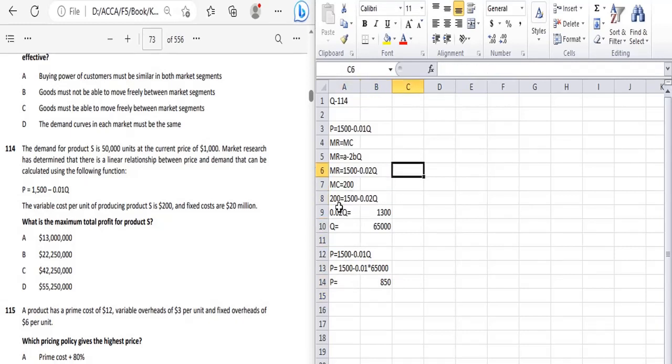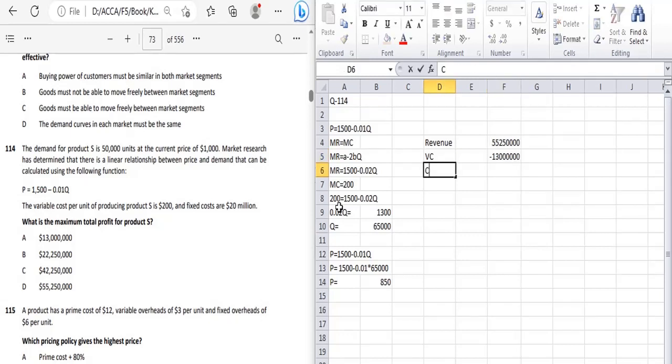So now we can calculate the profit. First of all, revenue: what is the quantity where profit is maximized? We have already calculated 65,000, and we calculated the price 850. So we need the variable cost, which is given in the question, 200 times the quantity of 65,000. So we got a contribution. After that, less fixed cost. Fixed cost is 20 million.